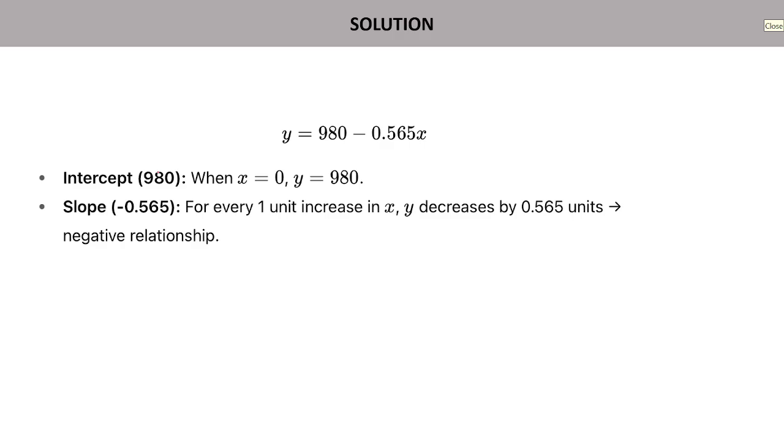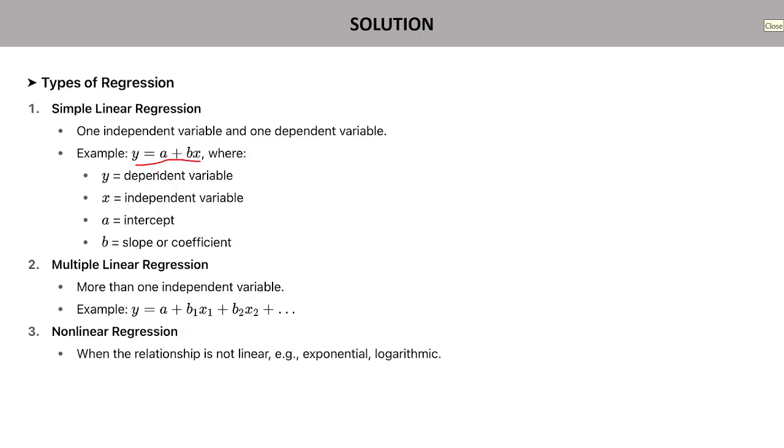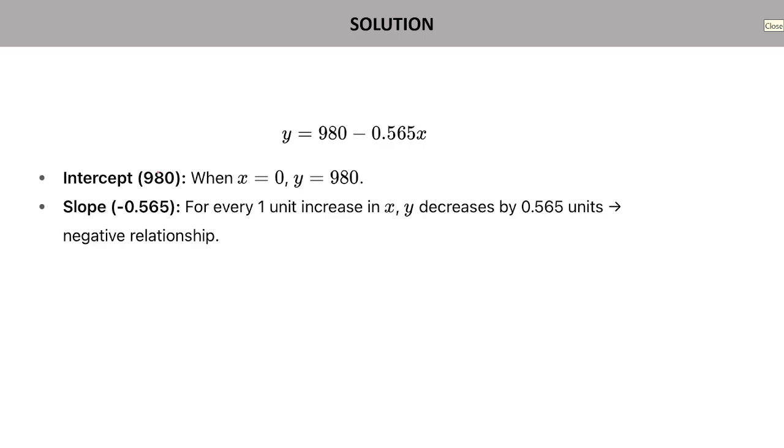Now, according to our question, the equation was y equals 980 minus 0.565x. So here, y is your dependent variable, 980 is your intercept, minus 0.565 is the slope, and x is your independent variable. When x is 0, y equals 980, and the slope is minus 0.565. That means that for every 1 unit increase in x, y will decrease by 0.565 units. That means there is a negative relationship.